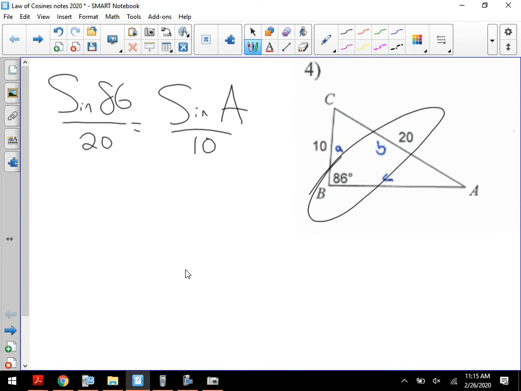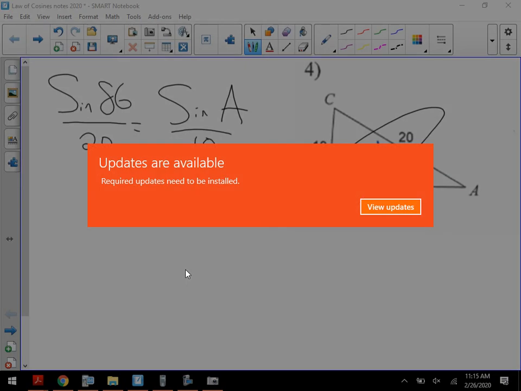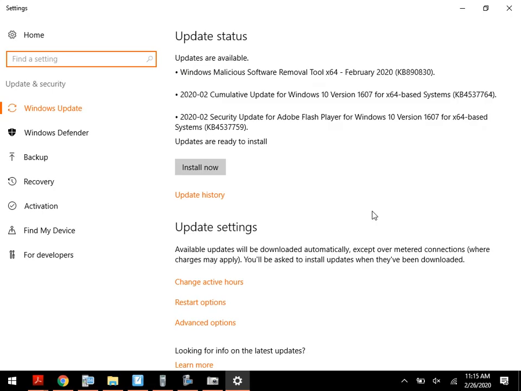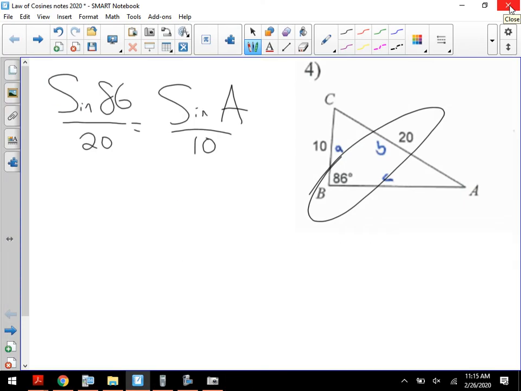All right? So you set it up. The only thing you have to worry about is moving the 10, which means how do you undo divide by 10? So you rewrite 10 times the sine of 86 over 20 is the sine of A. Yesterday when we talked about this, all that stuff with the fraction, it's just some crummy decimal. We need to figure out that crummy decimal. So we type it in.